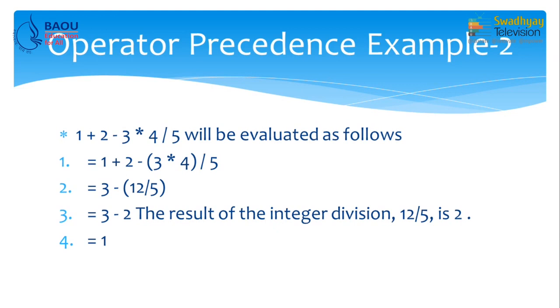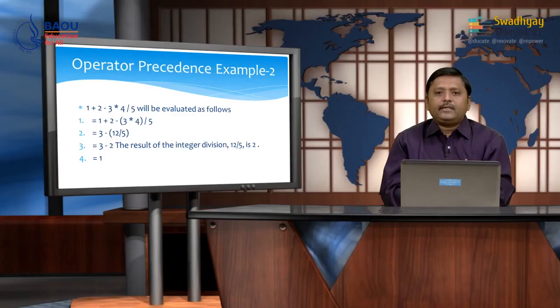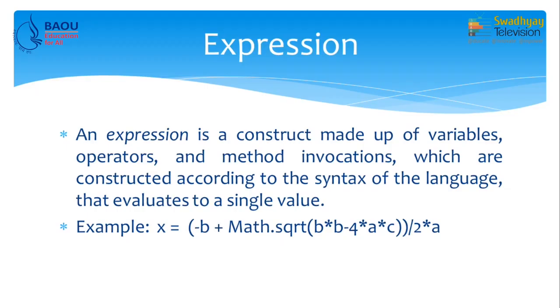So, this is an example where we use operators with higher precedence and same precedence, and now we know what will happen when two operators have the same precedence. Remember, they will be evaluated from left to right. So, the operator on the left in an expression will be evaluated first. We already wrote down some expressions. An expression is a construct made of variables, operators and method invocations, which are constructed according to the syntax of the language, that evaluates to a single value.